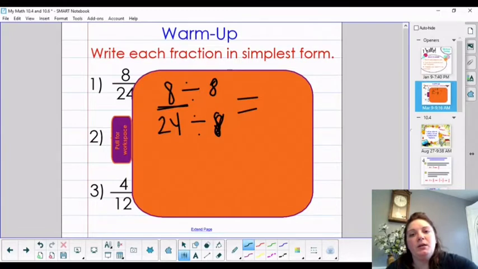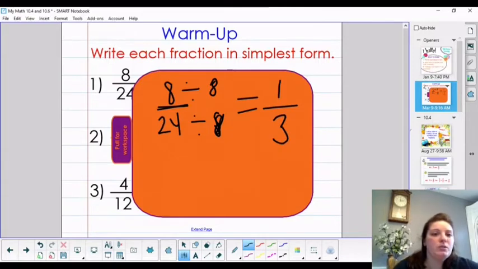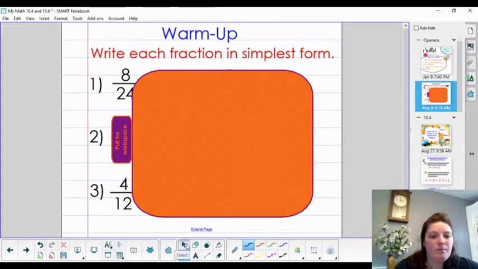8 divided by 8 is 1. And 24 divided by 8 is 3. So the simplest form of 8/24 is 1/3. That means that 8/24 is equivalent or equal to 1/3. It's just reduced into its simplest form, or the smallest number of pieces that it is divided by. All right, let's do the second problem.